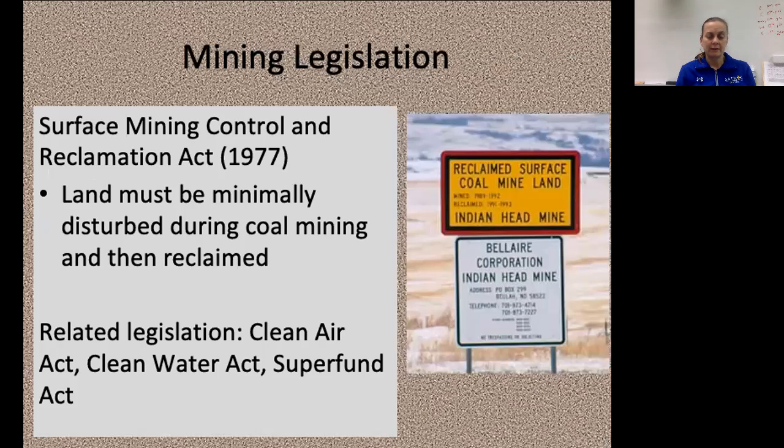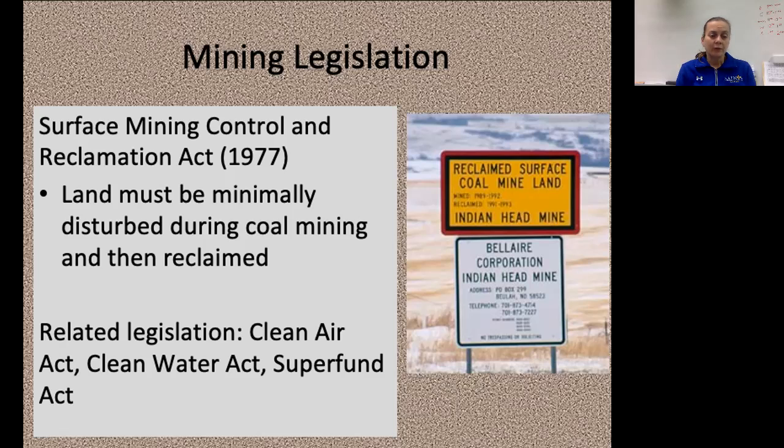However, in 1977, a legislation was passed called the Surface Mining Control and Reclamation Act. In environmental circles, this is known as SMCRA. And what this says is that land must be minimally disturbed during coal mining, and then it must be reclaimed. And the definition of reclaimed is that it has to be restored as closely as possible to the original contours.